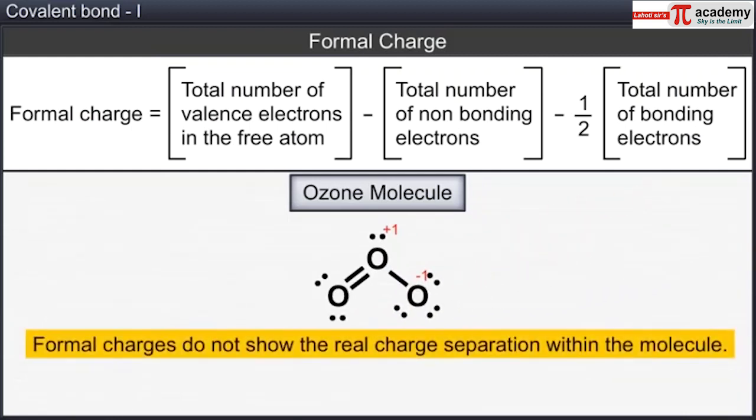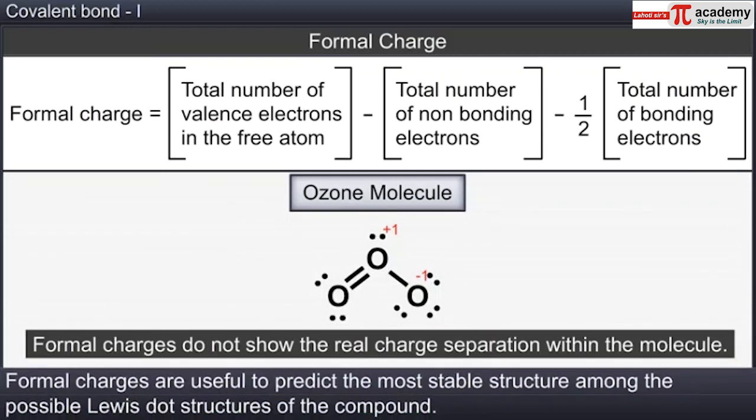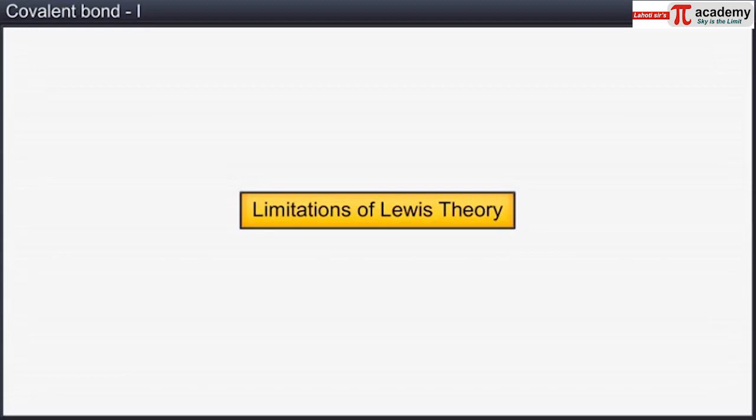Remember that the formal charges do not show the real charge separation within the molecule. Formal charges are useful to predict the most stable structure among the possible Lewis dot structures of the compound. Now let's move on to limitations of Lewis theory.